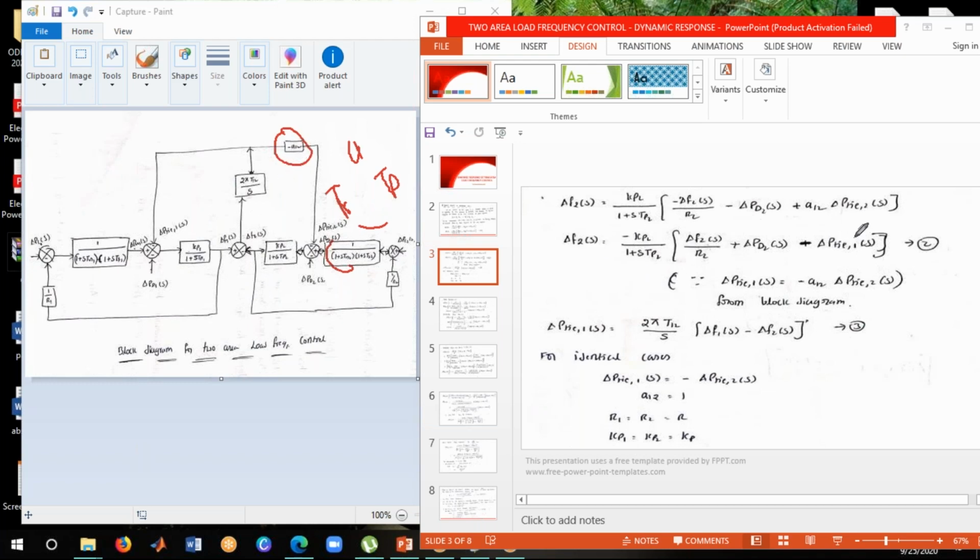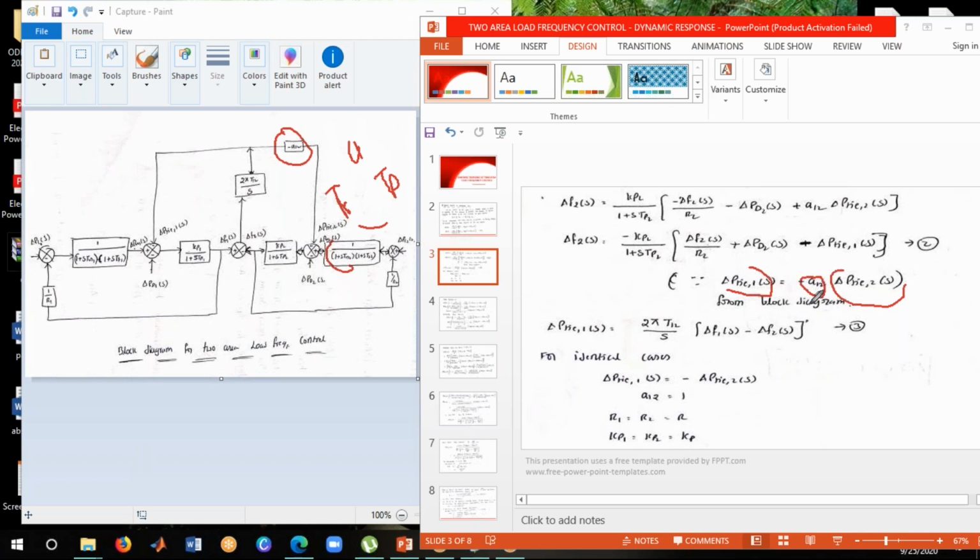Now from this equation, we do the same thing. For delta f2 of s, let's take 2 as common out of the equation. Then you will get delta f2 of s by r2 plus delta. Now we have got the two equations with respect to area 1 as well as area 2. Now from the block diagram, for the relation between the tie-line powers, we can get the equation delta pti1 of s equals minus a12 into delta pti2. What is the meaning of this? This is the tie-line power from area 1 and this is the tie-line power from area 2. Now if you want to equate these two powers, it needs some additional factor, which is given by minus a12. Without a12 we can't tie up these two. Why?